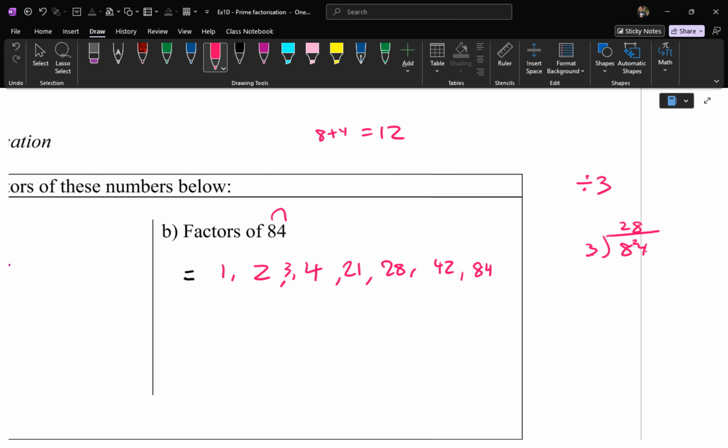We've done 4. Does it fit in 5s? Do you think 85 would fit with 84? No, so we're skipping 5s. What about 6? Look at the divisibility test. Let's test it. 6 into 84.